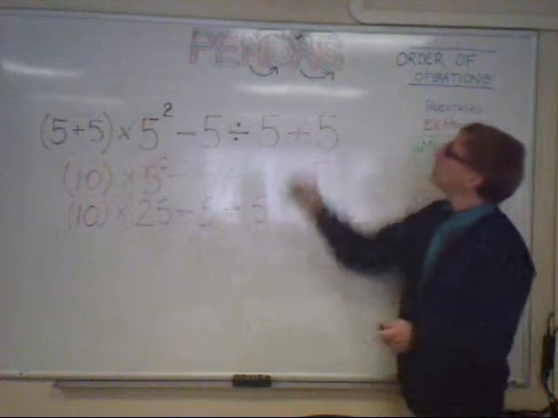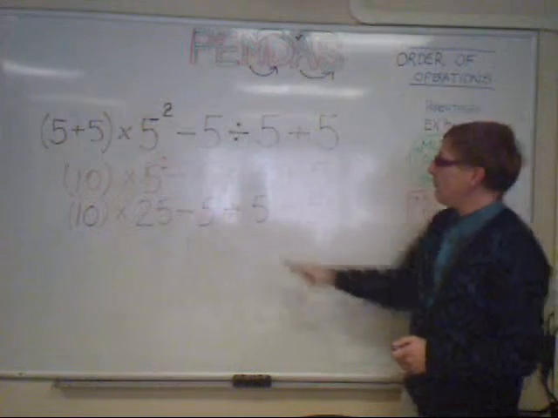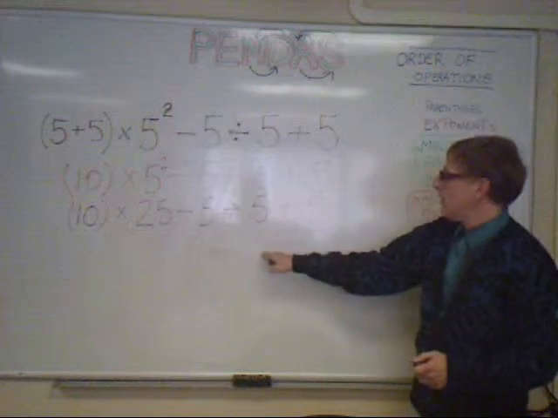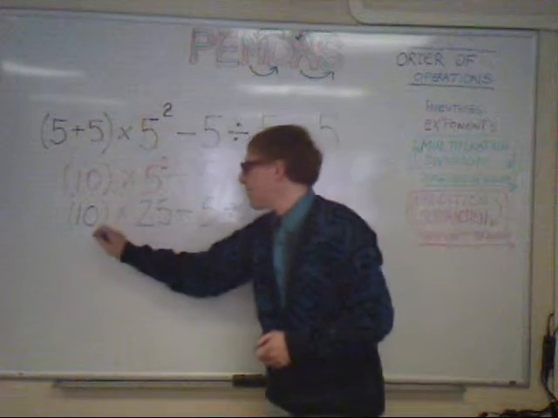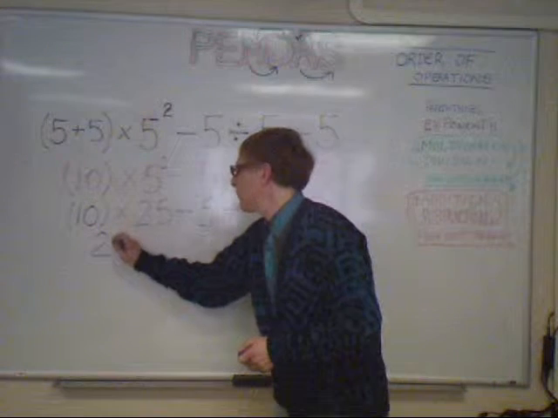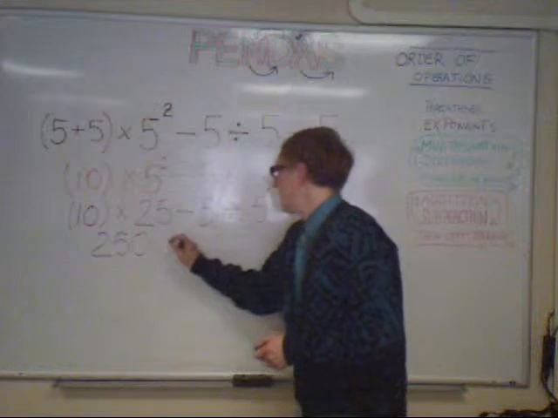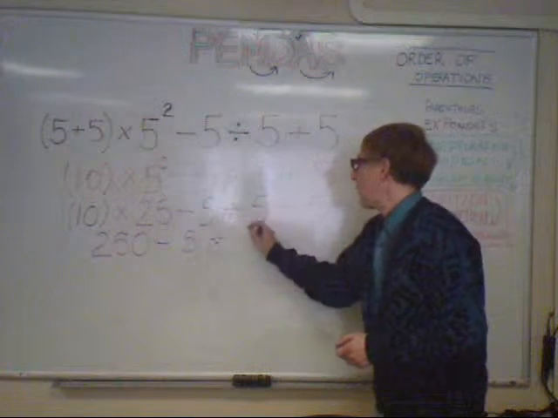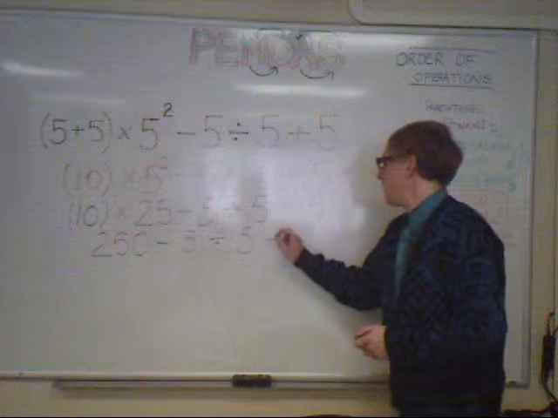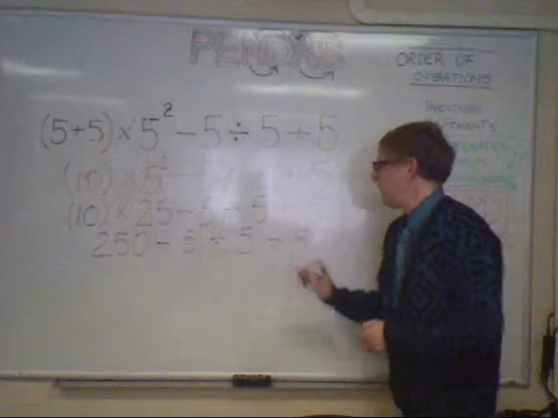Okay, my next step is multiplication and division from left to right. My multiplication is over here on the left, so I'll do that first. I have 250 minus 5 divided by 5 plus 5.